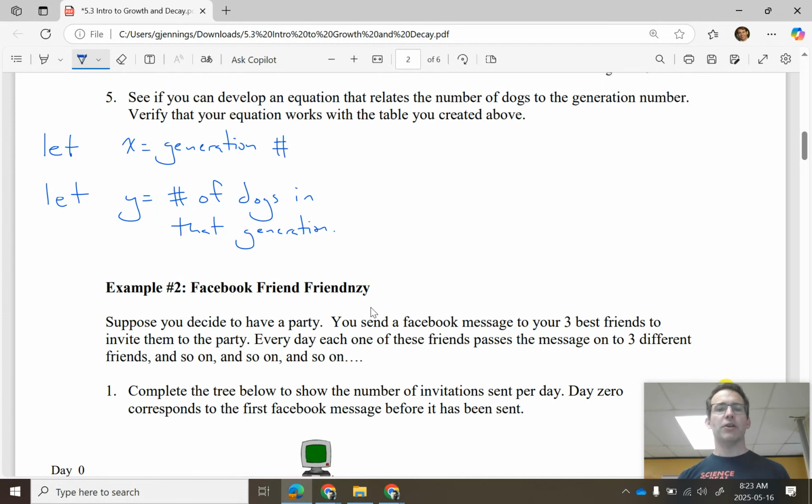So y is a function of x, but what's y equal to? What's the number of dogs equal to? How do we wield the numbers 3 and 2 with this value x, which represents the generation number? This was for the 6th generation. We had y equals 3 multiplied by 2 to the 6th. That's what Jude said. So how will we use that for the general formula up here?